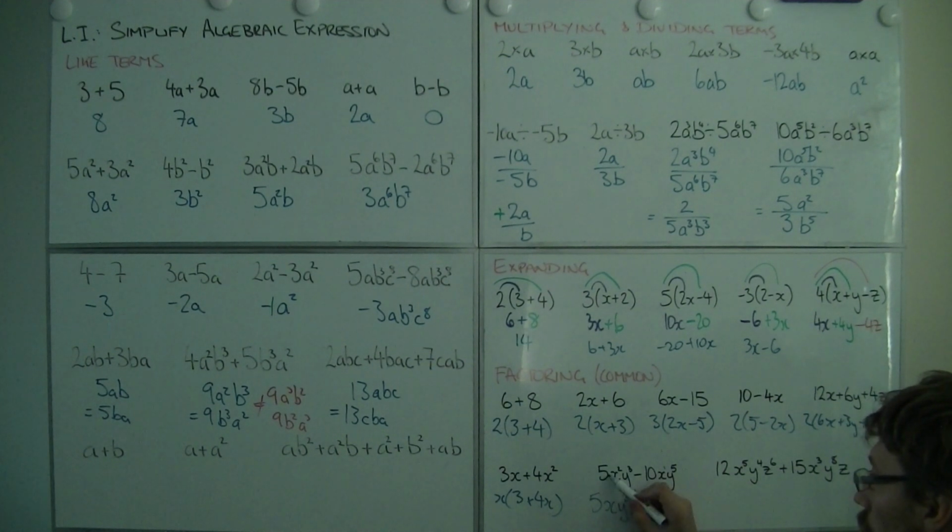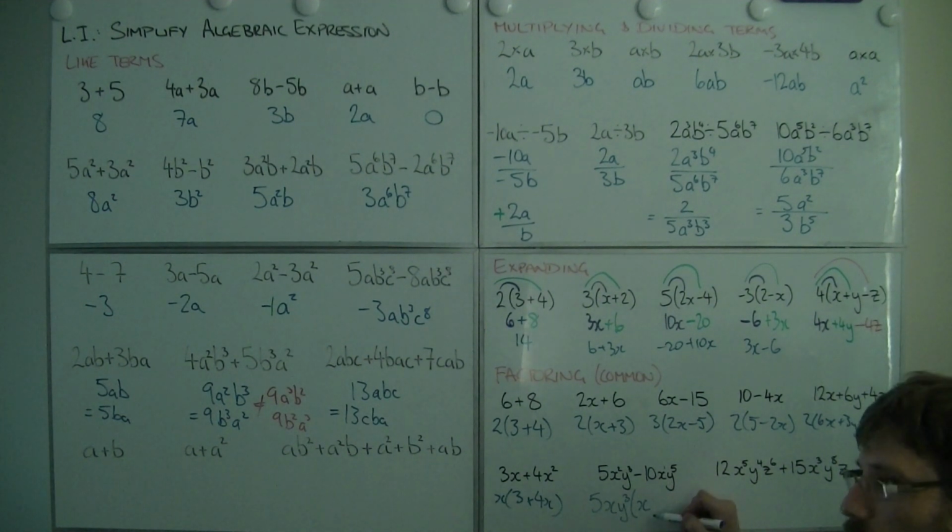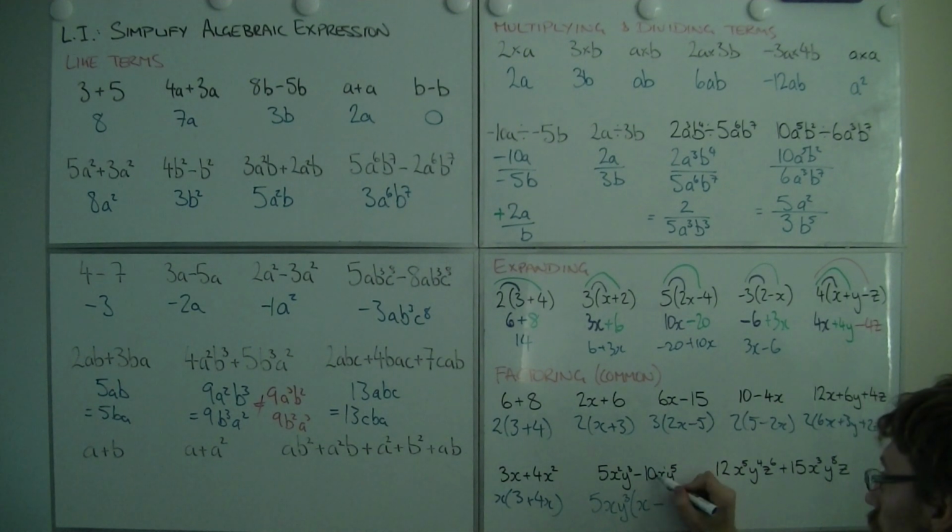Cool, okay, so 5 divided by 5, well, that's 1. X squared divided by x, that's x. Y cubed divided by y cubed, that's 1. So 1 times x times 1. I don't need all the 1s, they're redundant. Minus 10 divided by 5, 2. X divided by x, 1, so it's redundant. Y to the power of 5 divided by y to the power of 3, so 5 on top, 3 on the bottom, so I'll end up with y squared.